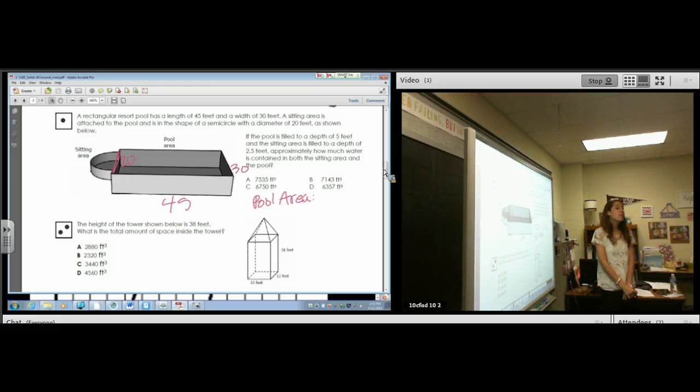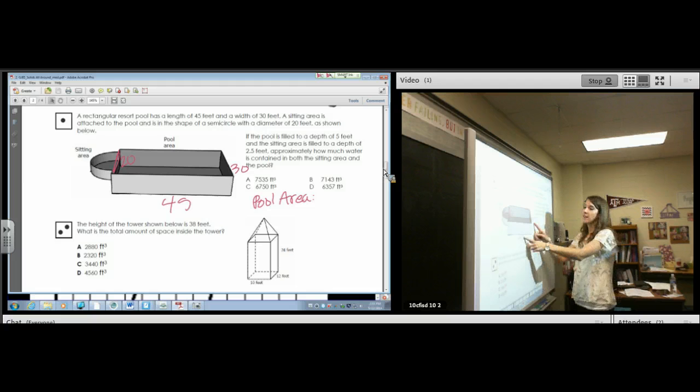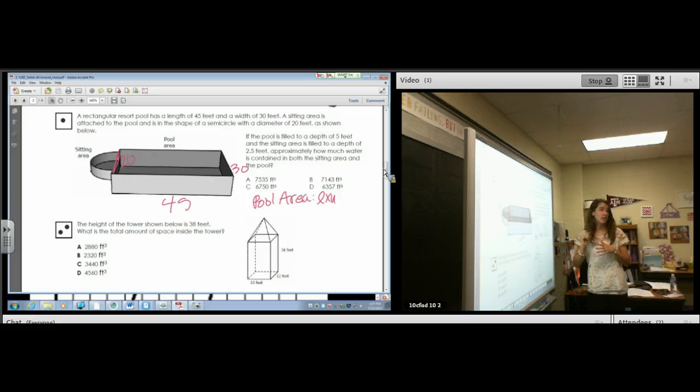Pool area, how do you find the volume of a rectangular prism? Your formula chart will tell you it's base times height. But your base has a length and a width. So I would say it's length times width times height. Okay, so it's 45 times 30 times how much are we filling it? That's the height, you're filling it to 5 feet. So length times width times height. That'll be how much water is in the pool area.